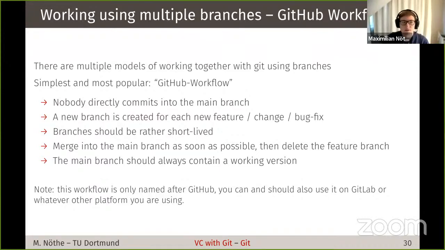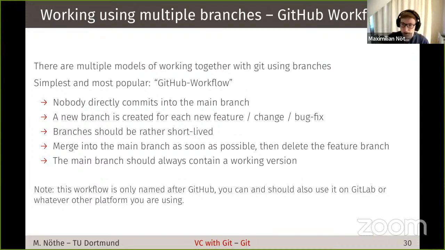Every time you start to work on a new feature or a new bug fix or any change at all, you start a new branch from the current version of the main branch and make your changes on this branch. And then you propose that these changes should be merged into the main branch. And this is the only way changes are entering this main branch. So the only way new commits come to the main branch is via merging other branches into the main branch from these so-called feature branches.